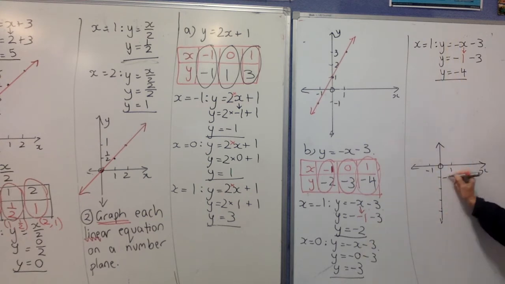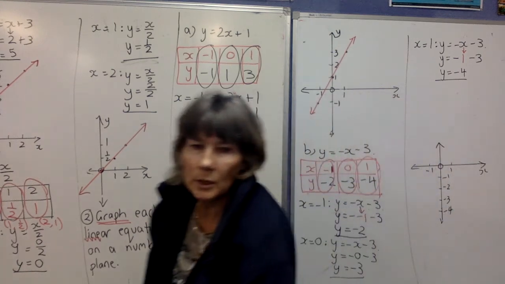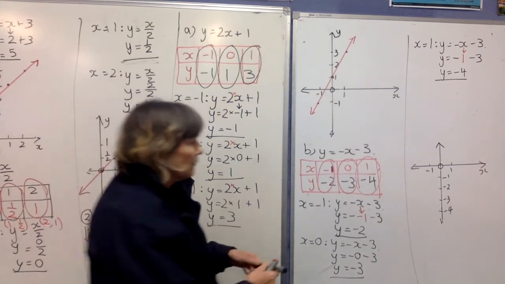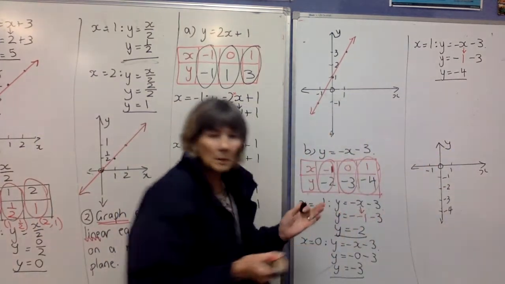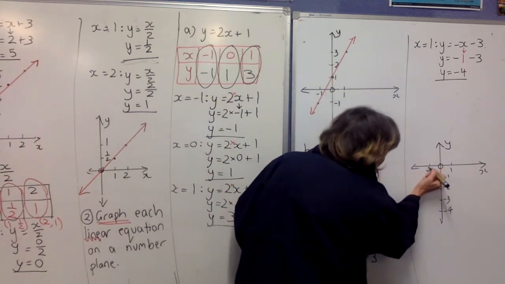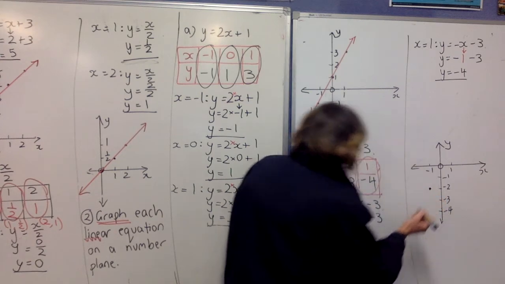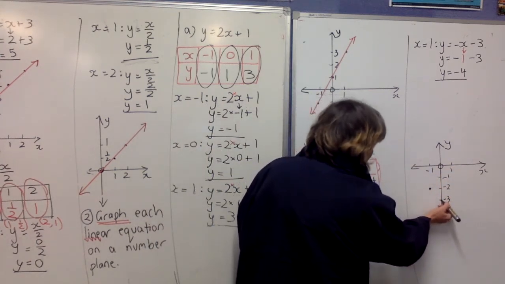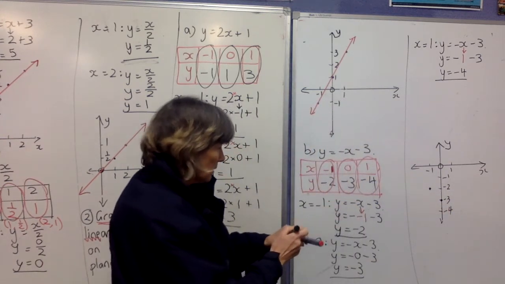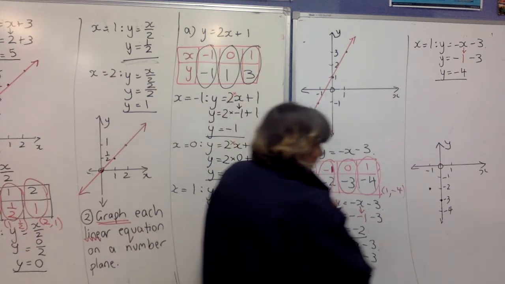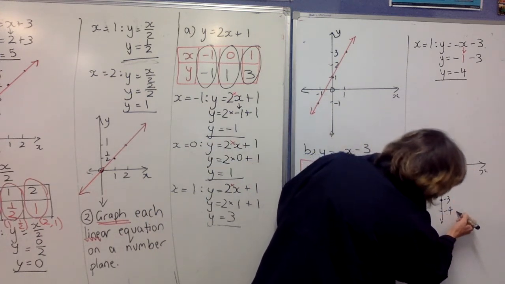Okay, so now it's a bit like getting all your ingredients ready for you to cook something. Okay, you've got to have it all ready first, have your x and y labelled, and then you can plot your points. Okay, so -1, -2. Along -1, down -2. Next one, 0, -3. Along nothing, down -3. And the last one is the point 1, -4. Along 1, down -4. Put a point.